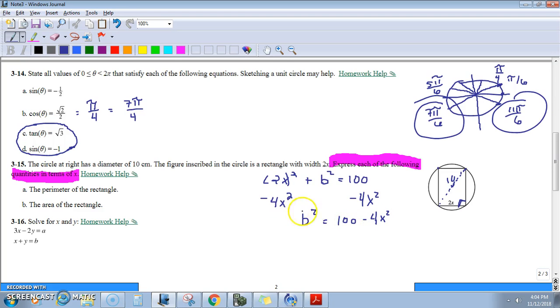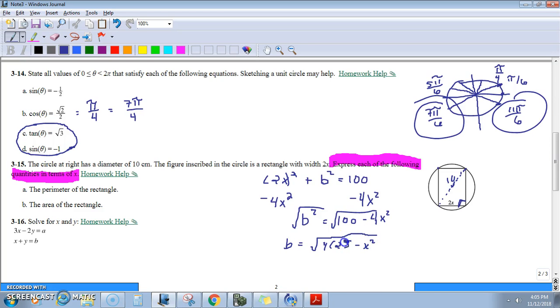Okay. And I need to take the square root of that to get b by itself, to figure out the side length over there. So b is equal to, and I'm going to factor a 4 out, and I'll show you why. It is equal to the square root of 4 times 25 minus x squared.